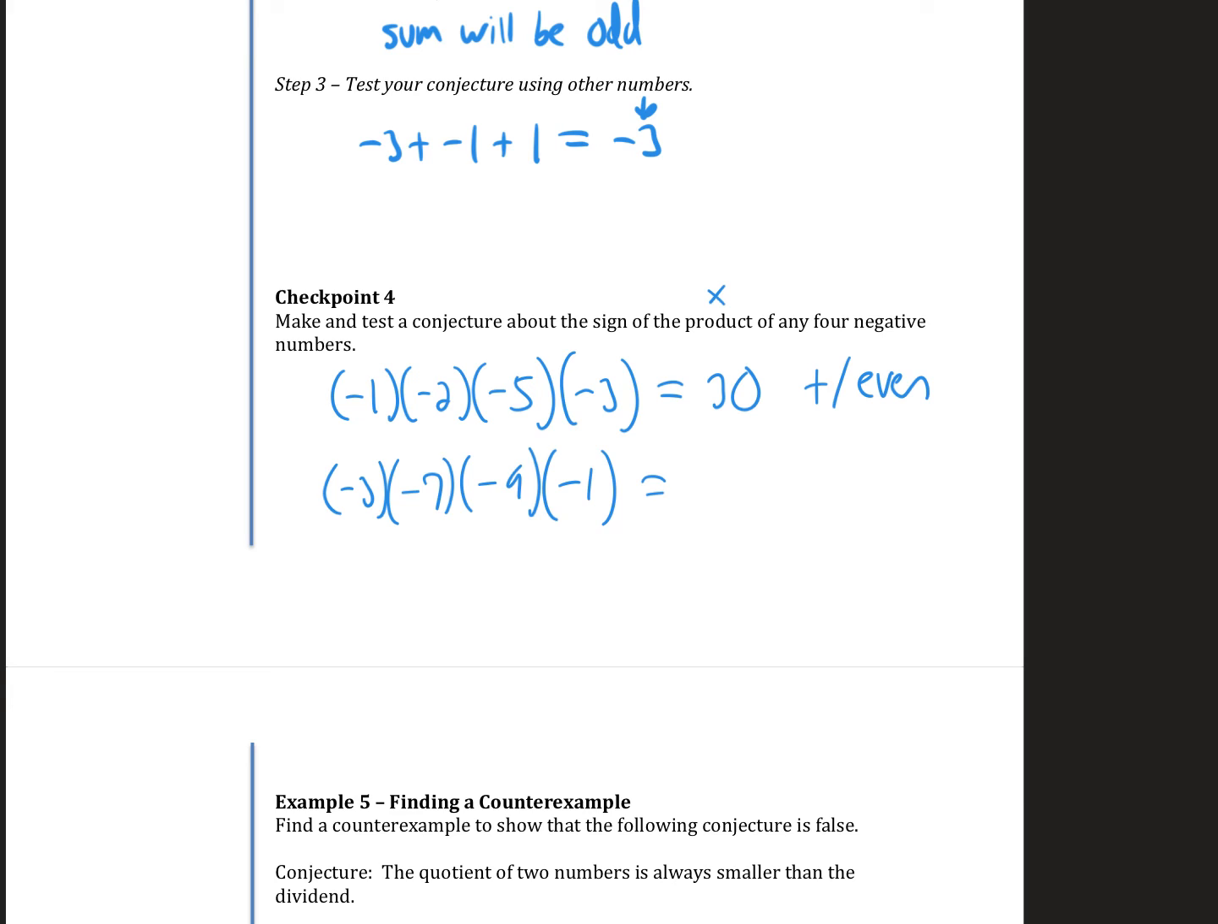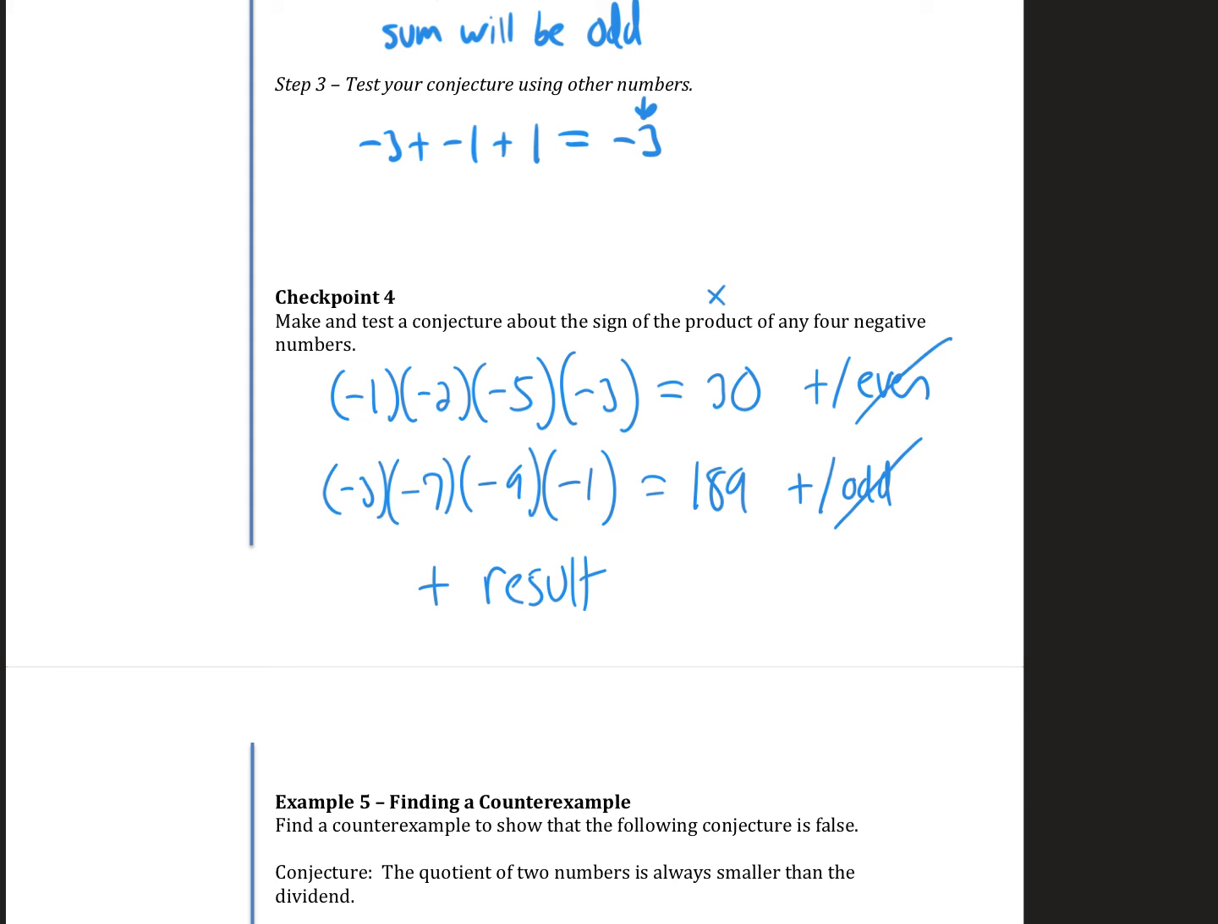7 times -9 times -1. So this is positive 189. So that's positive. Is this even or odd? Oh, we got an odd result here, okay? So it looks like, what do you think the rule is? So even and odd doesn't work. We can't use this because they're different numbers here. But they're both what kind of numbers? They're both positive, so we think it should be a positive result, okay?